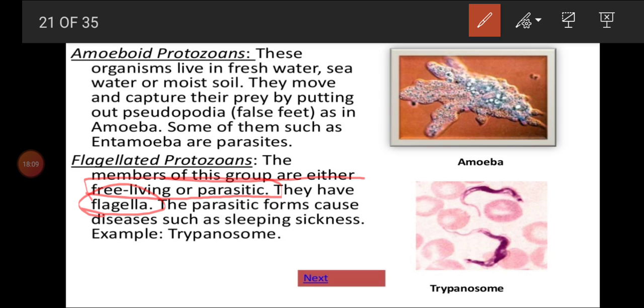But in amoeba there is no flagella, children. It simply forms pseudopodia, and with the help of that they carry out some actions, or they get food.